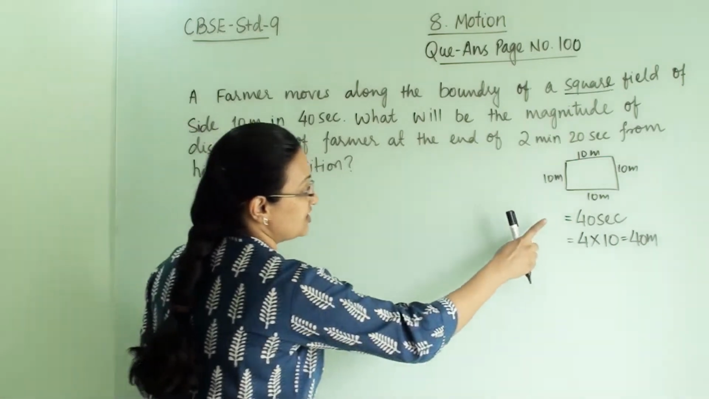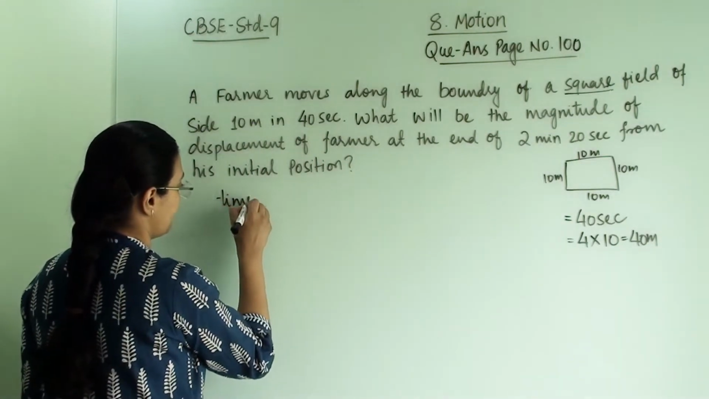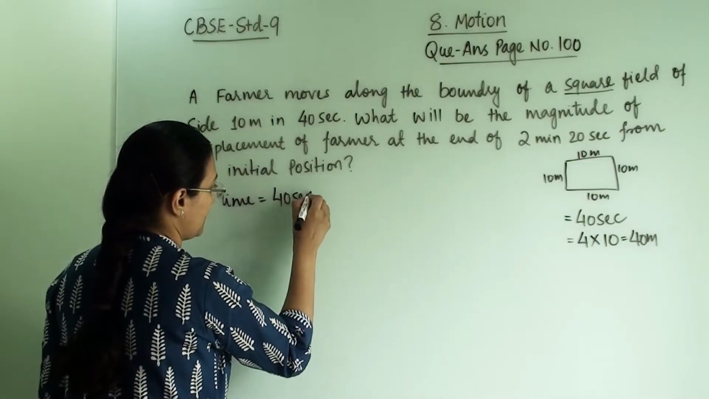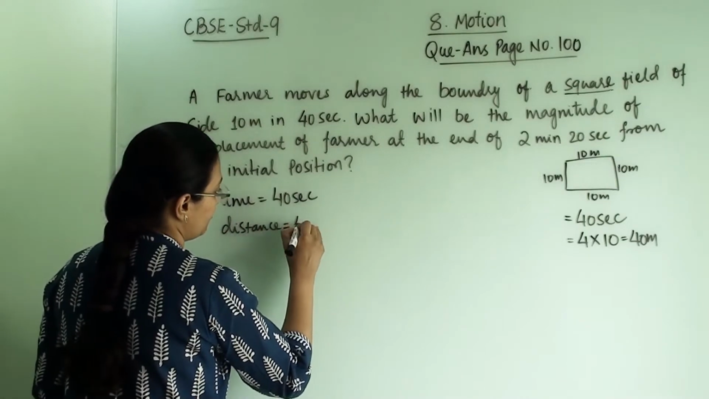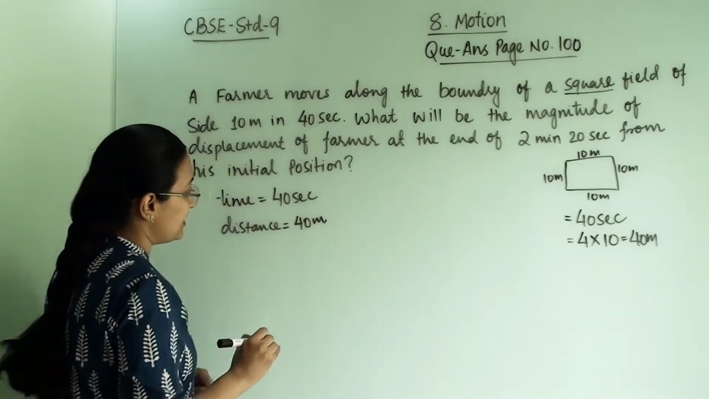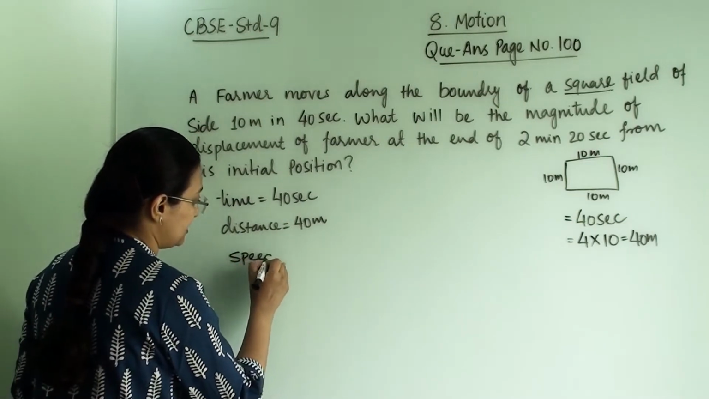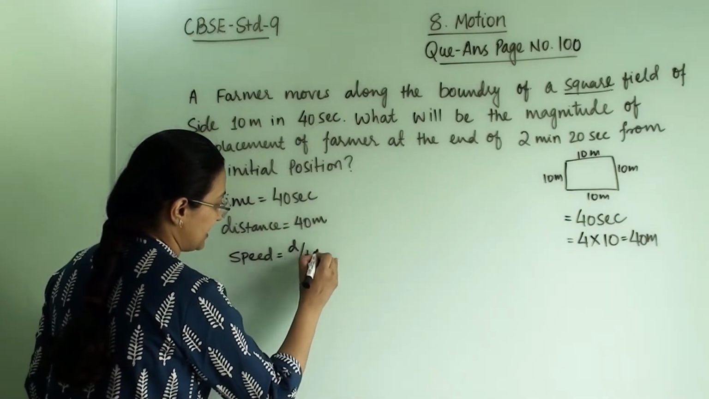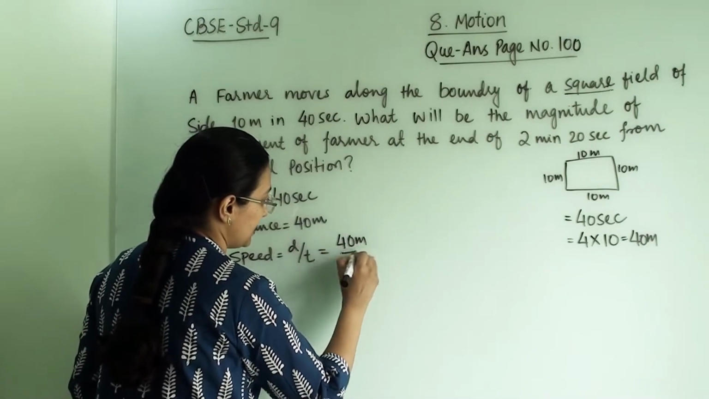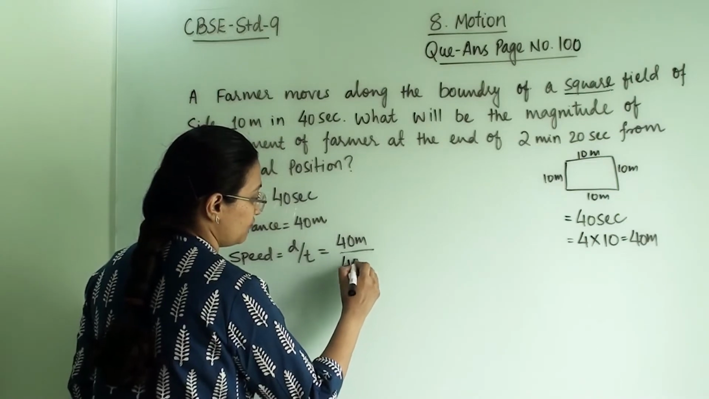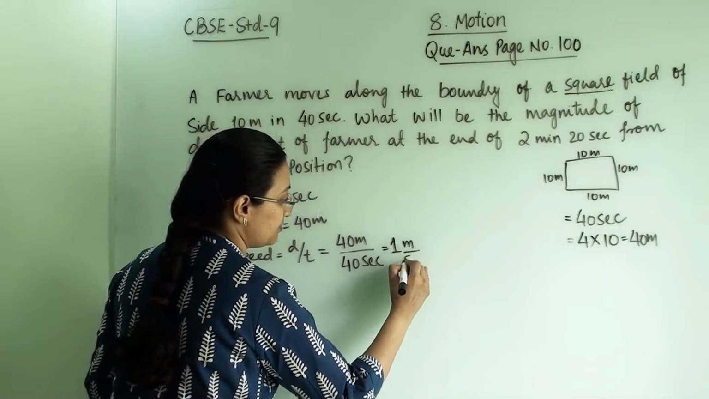So first, this is the time and this is the distance. Our time is 40 seconds and distance is 40 meter. So let us find out the speed from these two data. Our speed will be distance by time. So here distance is 40 meter and time is 40 seconds. So we will get 1 meter per second.